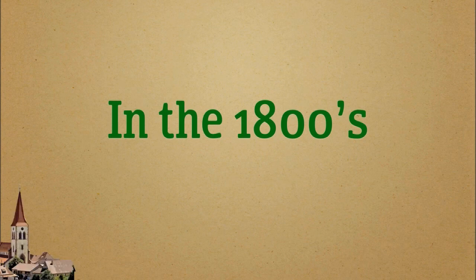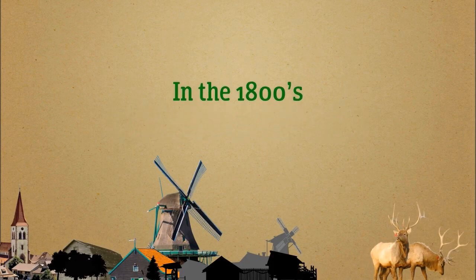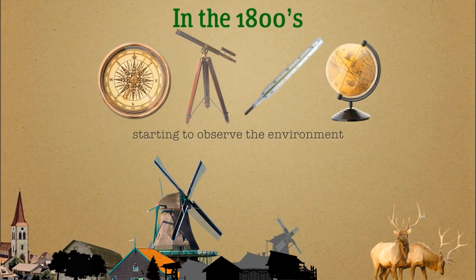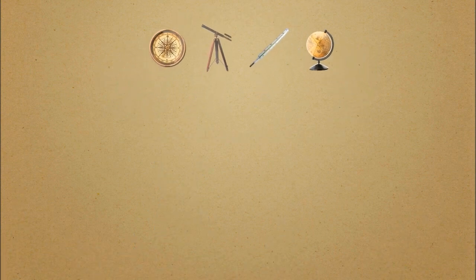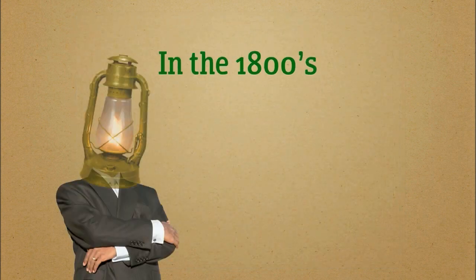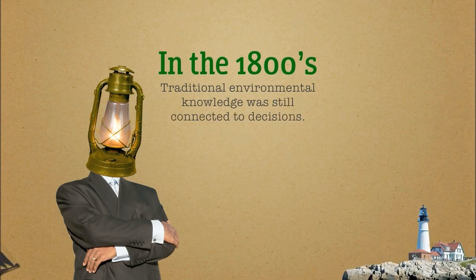But first, let's go back to the 1800s. To a time when scientists began to systematically observe the environment with some basic instruments, so that they could improve our knowledge about the world and translate that knowledge into maps. In those early days, traditional forms of knowledge drove our decisions on how to use natural resources and the environment.